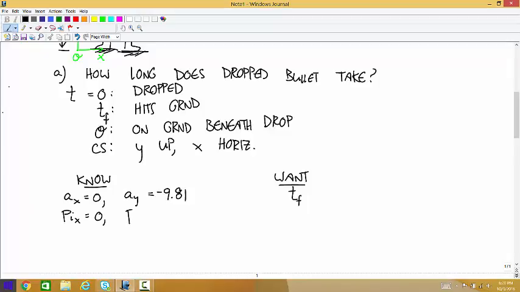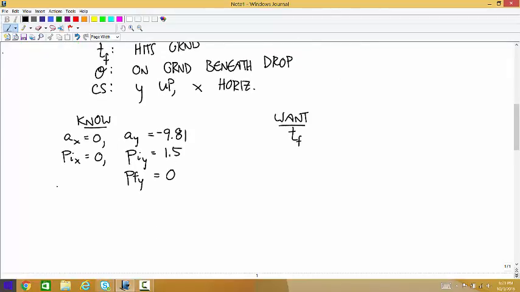PIY, what's that? Yep, positive 1.5. PFX? Yeah, that's sort of assuming that it's not going to drift off. We'll leave it off. Let's not make any assumptions about what's going to happen to the motion. But we do know that PFY has to be equal to 0. That's what it means to hit the ground.